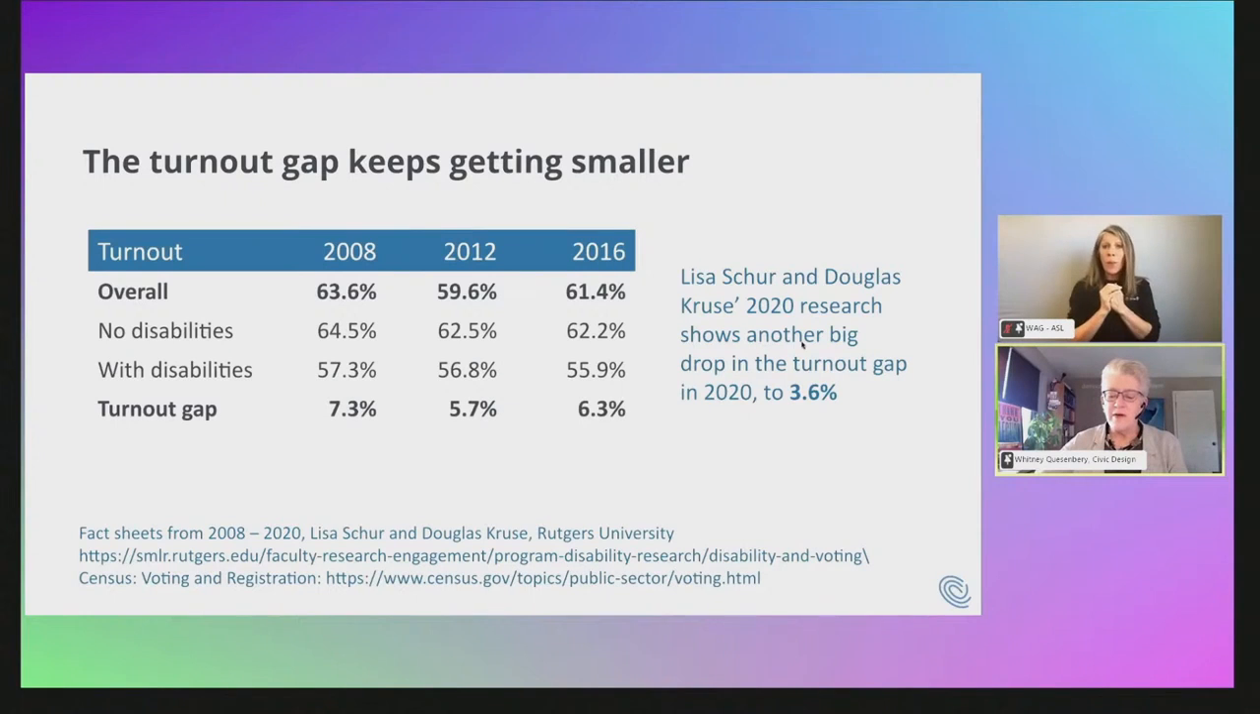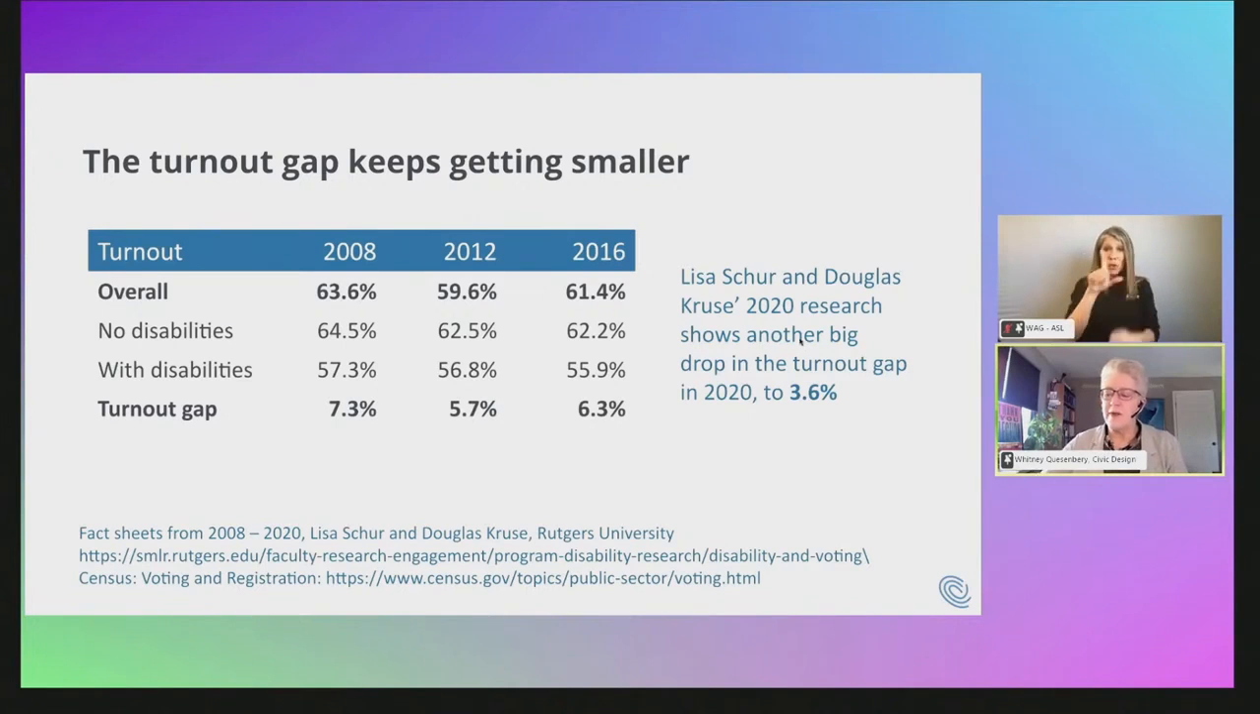One of the things that we knew going into all of this was that there was a huge turnout gap. Not going all the way back, but in 2008, there was a 7.3% gap between the propensity to vote for people with disabilities and people without disabilities. And that has been narrowing. In 2012, it dropped to 5.7, snuck up again a little bit to 6.3% in 2016.